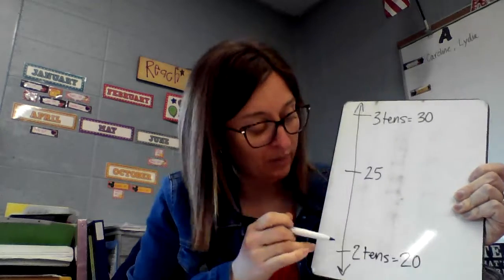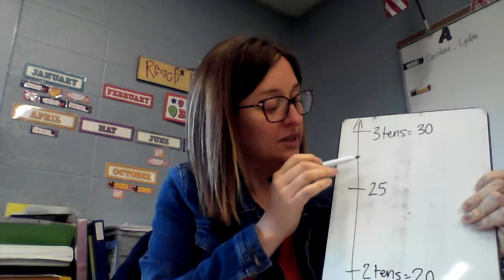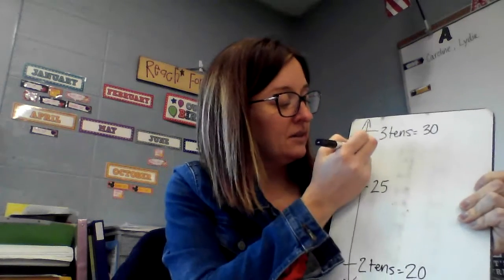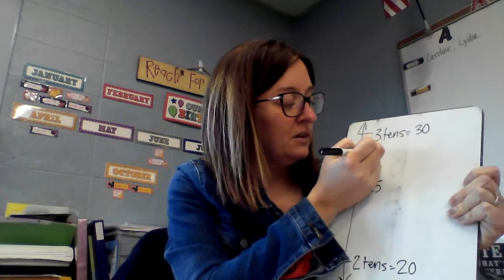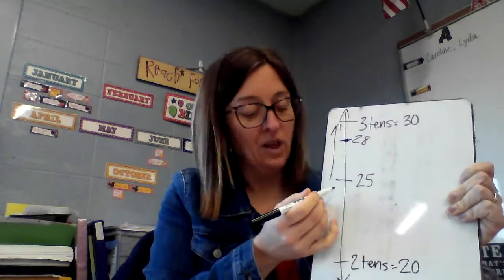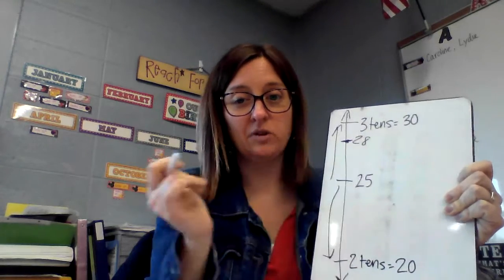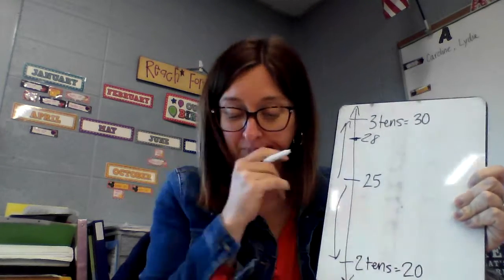So our number was 28. So let's think about where 28 would go. 21, 22, 23, 24, 25, 26, 27, 28. So anything that's above the halfway mark, you go up. Anything below, we go down. 28 we see is closer up here, so it's going to round up to 30.